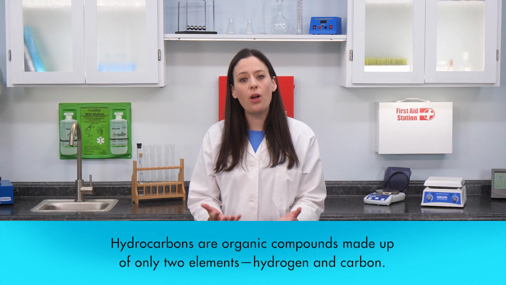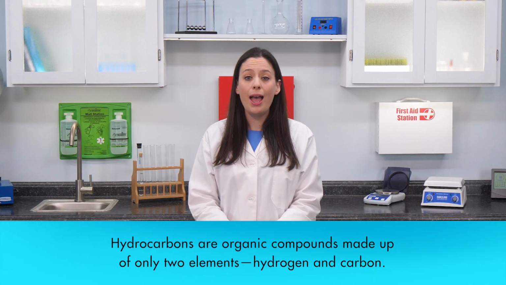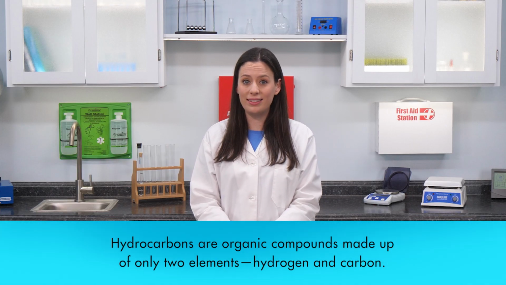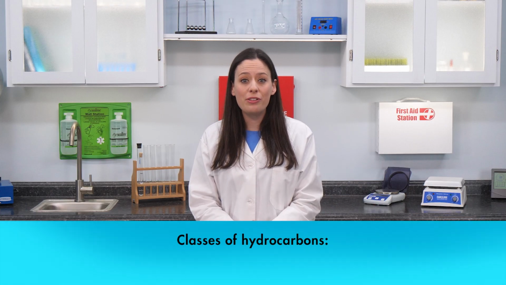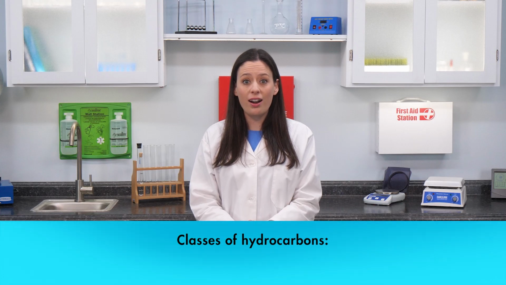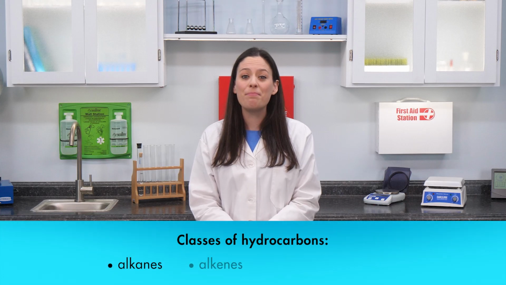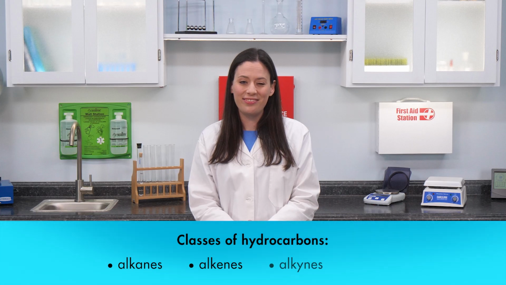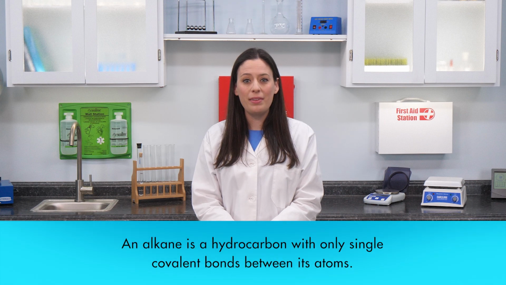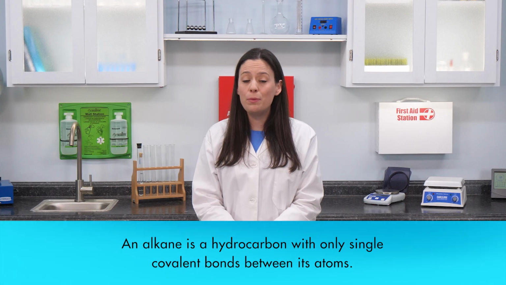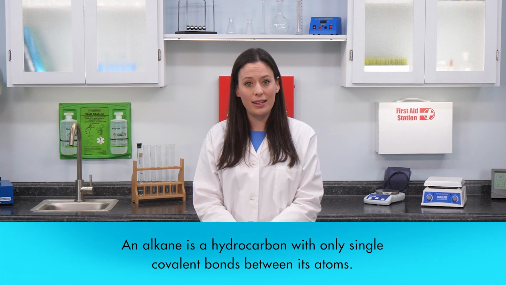One of the major families of organic compounds is hydrocarbons. Hydrocarbons are organic compounds made up of only two elements, hydrogen and carbon. The four major classes of hydrocarbons are alkanes, alkenes, alkynes, and arenes. An alkane is a hydrocarbon with only single covalent bonds between its atoms.